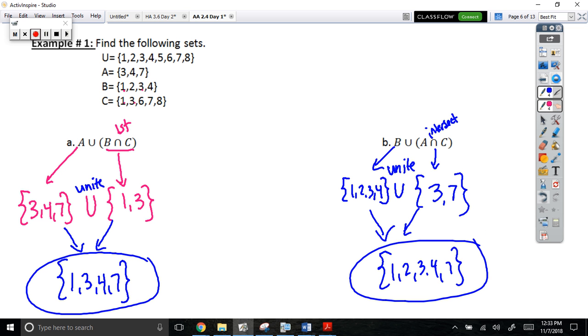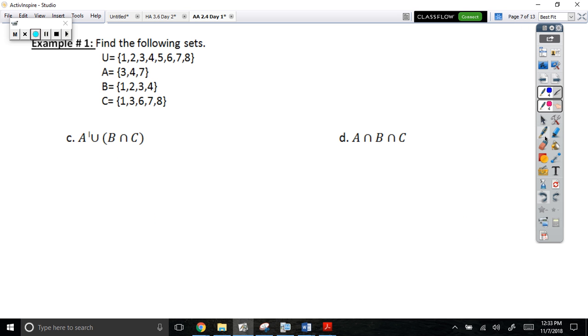Alright, now what's that symbol mean? Not in A. And remember, when you're saying what's not in A, you're always comparing it to the universal to say what's missing. So, what is not in A? 1, 2, 5, 6, and 8. It has a 3 and a 4, so it's missing 5, 6, and 8. Very good, Karen. Bring down our union symbol.